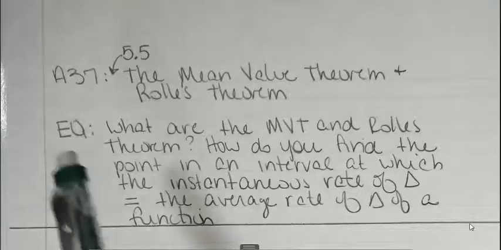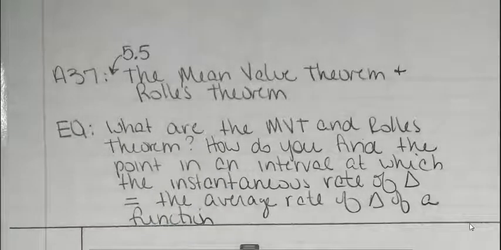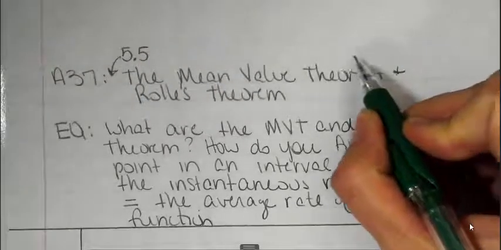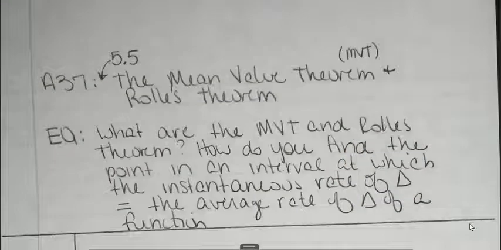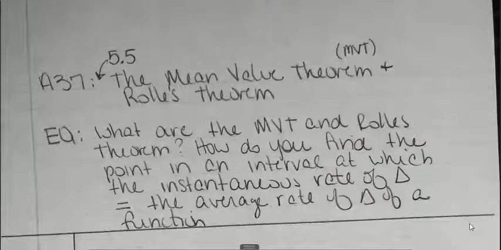Okay, assignment 37 is 5.5, the mean value theorem. A lot of times I will refer to the mean value theorem as MVT and Rolle's theorem. Okay, essential question. What are the MVT or mean value theorem and Rolle's theorems?